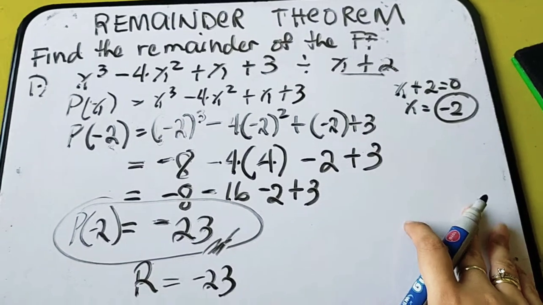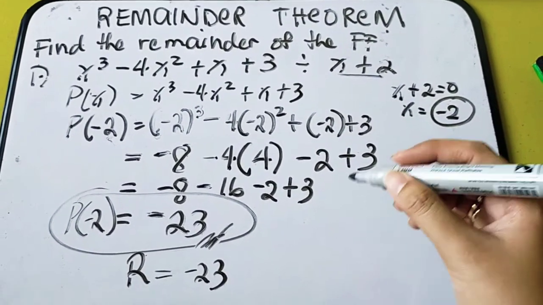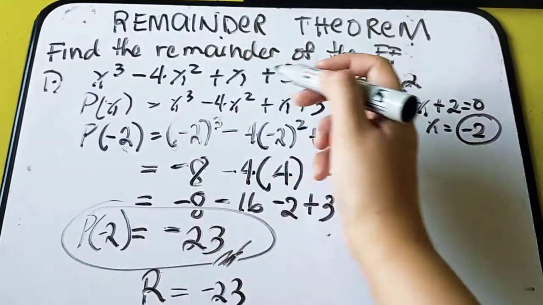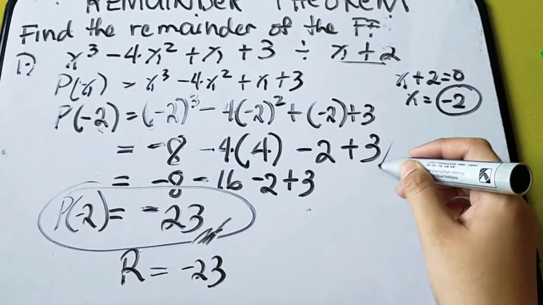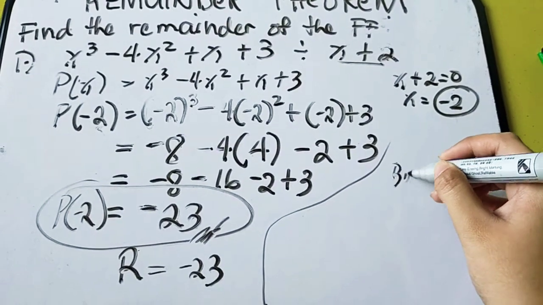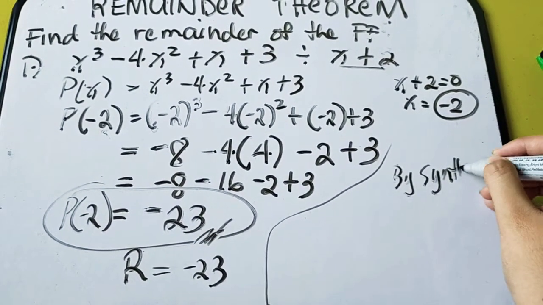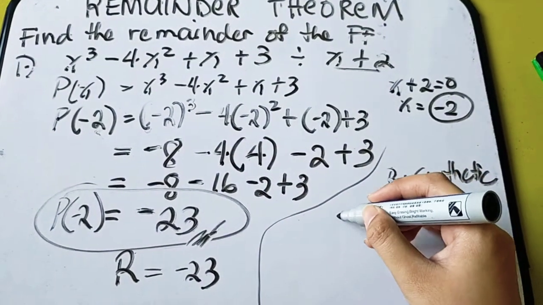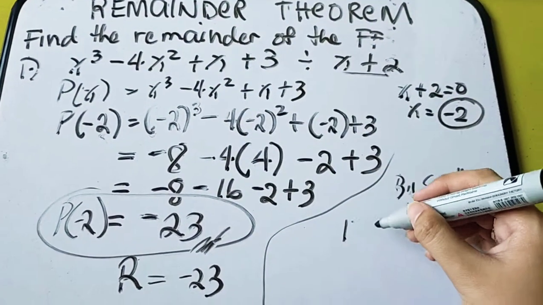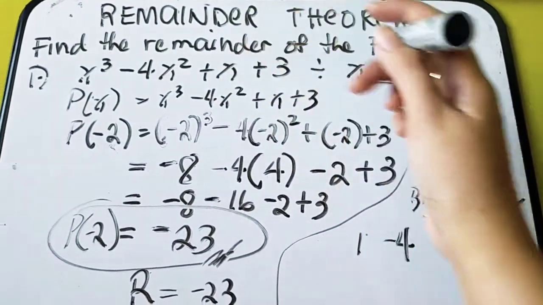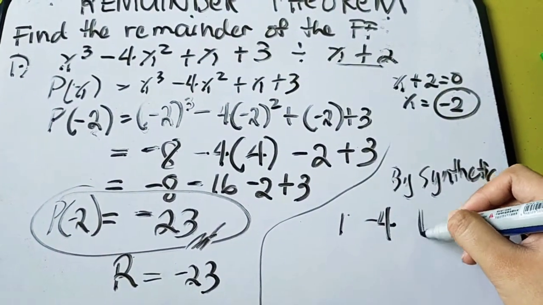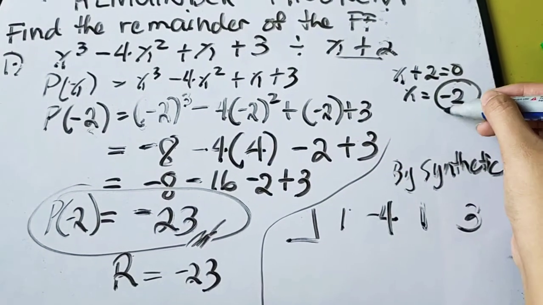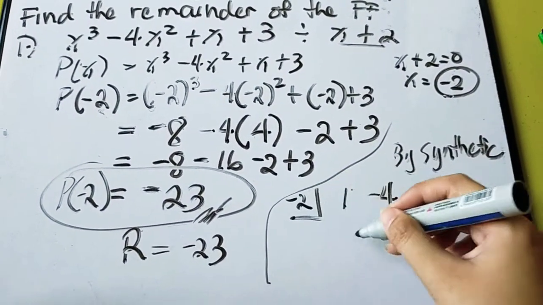So, paano naman ma'am kapag synthetic? Pag gusto mo synthetic, ganito. Okay, find the numerical. We have here 1, by synthetic. Since remainder lang naman yung hinahanap natin. So, we have here 1. So, we have negative 4. We have positive 1. And then, we have positive 3. So, dito, ang gagamitin ulit natin ay negative 2.